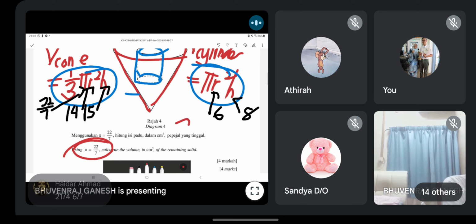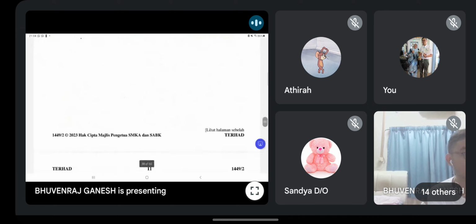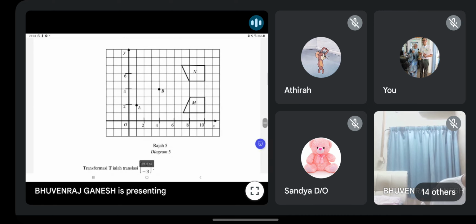Okay, can. Okay, kalau kamu nak tulis macam ni pun boleh. This is your final answer. Cm cube. Ataupun jawapan Haida. Haida's answer also can. Okay, yes, correct. Very good. Okay, guys. I think this one quite easy lah. Nothing much to show. Alright, next one.